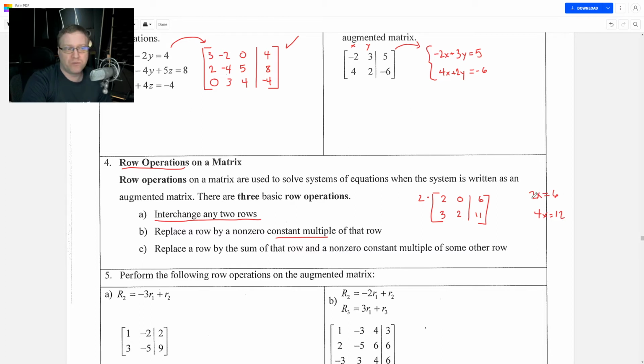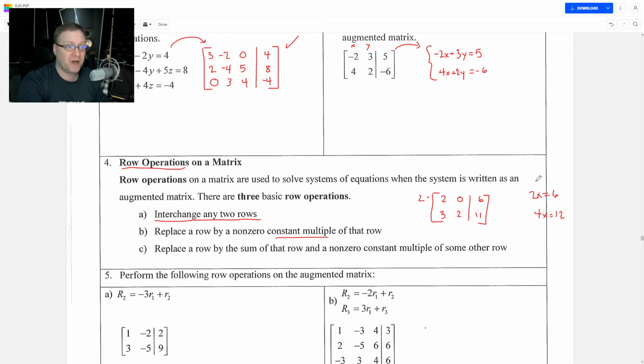2x equals 6, well, that means x equals 3, right? 4x equals 12, well, that also means x equals 3. It's the same. It doesn't change it at all, right? I could multiply it by 5, and it would be 10x equals 60. I'm sorry, 10x equals 30. Well, 10x equals 30, that means x equals 3 again.